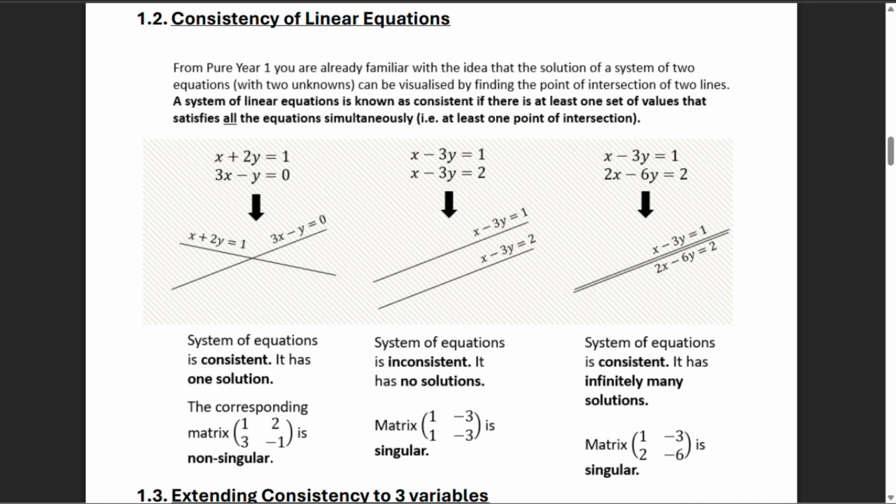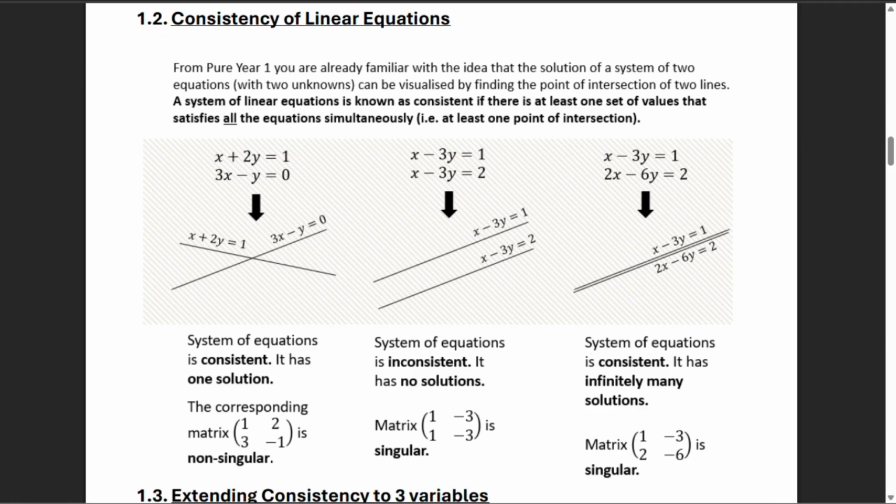So now we're going to talk about this thing called consistency of linear equations, and then we'll have a look at it when we have it in 3D and we're dealing with planes. So as it says here, you should already be familiar with the idea that the solution of a system of two equations can be visualized by finding the point of intersection. That is assuming that they are consistent, which is what we'll talk about now.